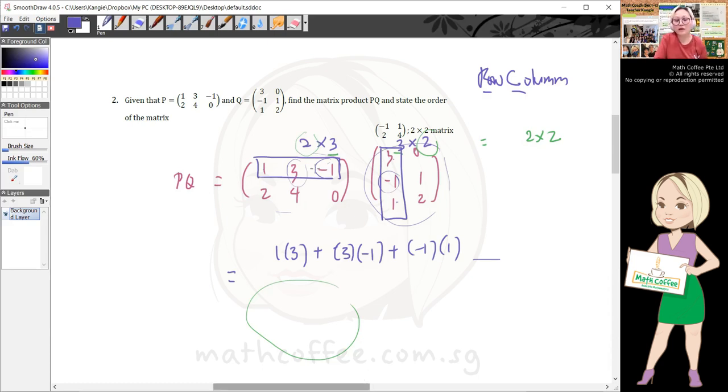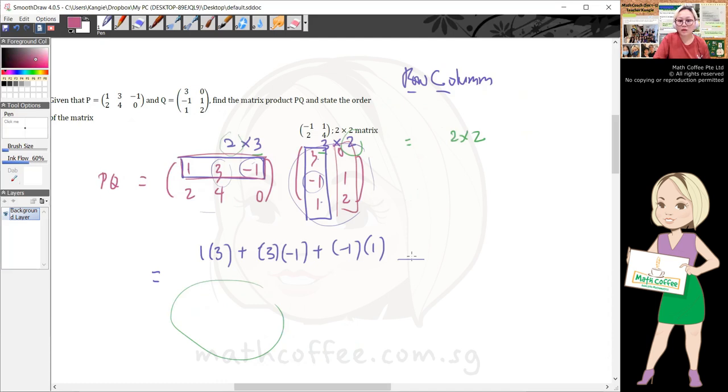So just now was first row, first column. Now the other side will be first row, second column. So you leave a space, then you say 1 times 0. Same thing: 1 and 0, plus 3 and 1, and plus negative 1 and 2.